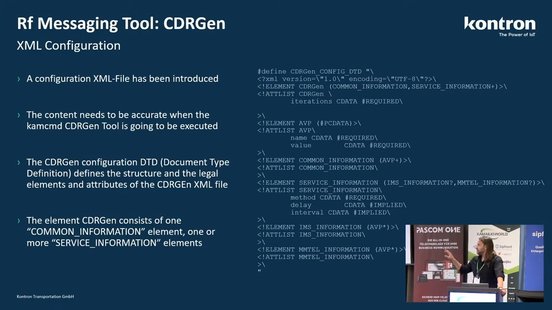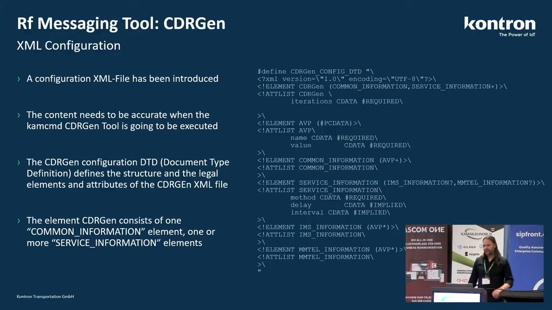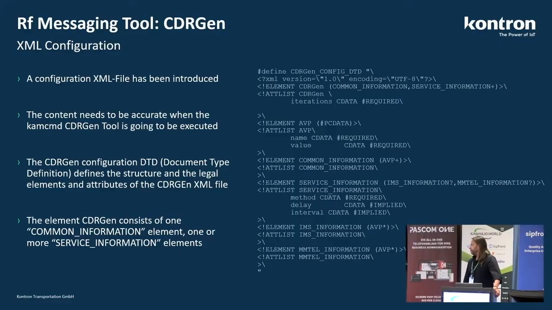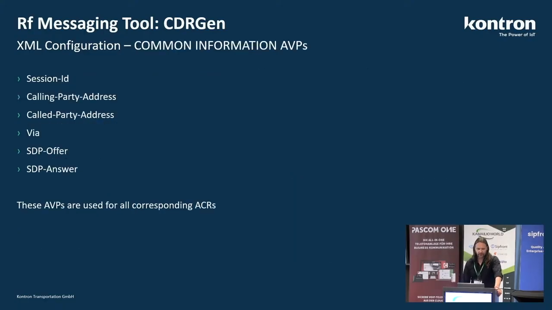And this is the base structure of this XML configuration. At the very top, you have these iterations, basically how often you run this call scenario. Then you have some common information which will be used throughout all of the scenarios you configure in this XML. And then we have service information which has a limit of 16, and there you can have specifics for the scenarios. But I'll show you in a second more.